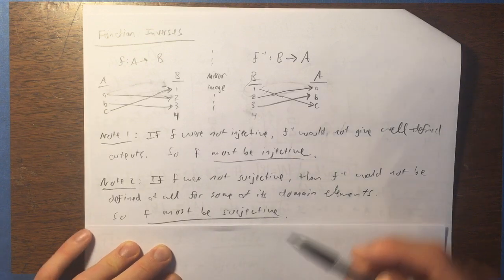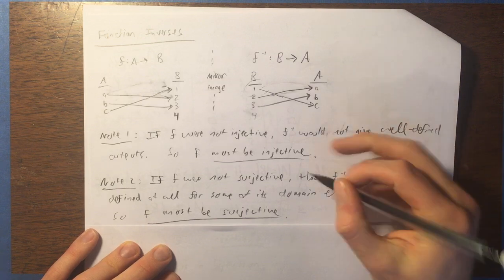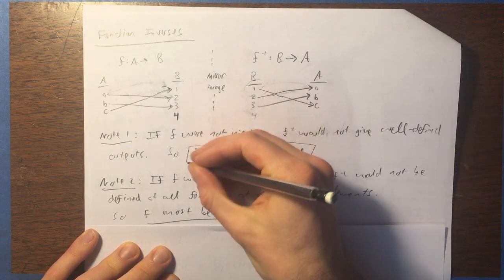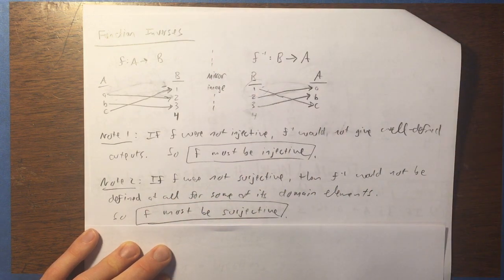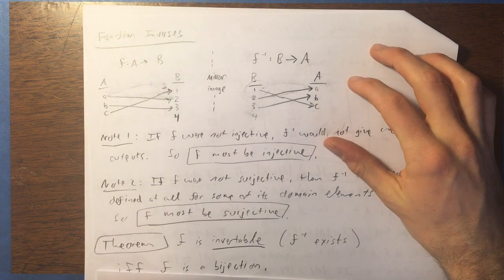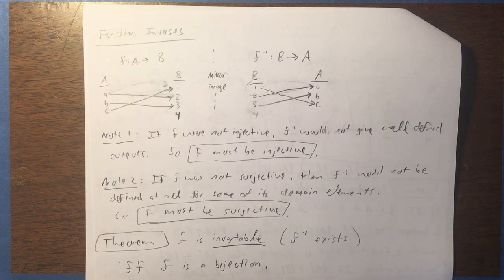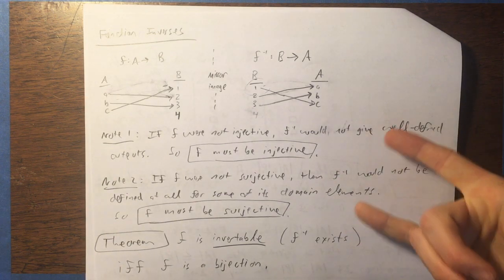So what I've kind of explained here is that f has to be injective and it has to be surjective in order for a function inverse to exist. So our theorem, to wrap that up, is that a function f is invertible if and only if it is a bijection. Okay. Technically, no other type of function is invertible. It has to be a bijection. Otherwise, you run into one of these 2 problems.